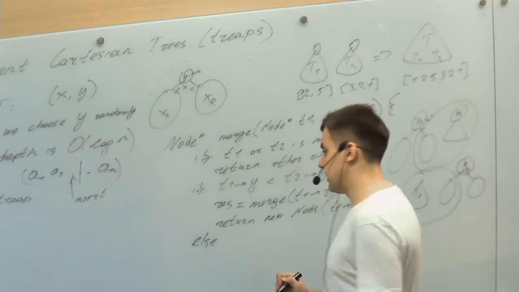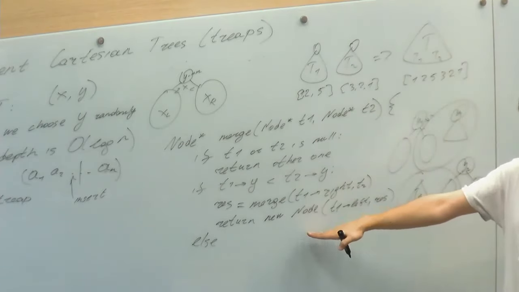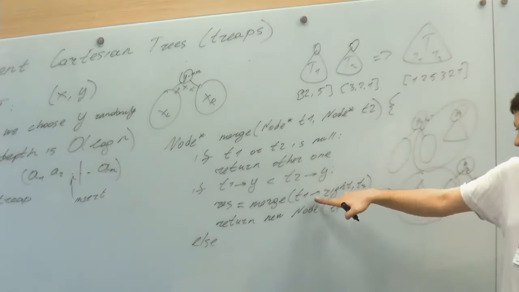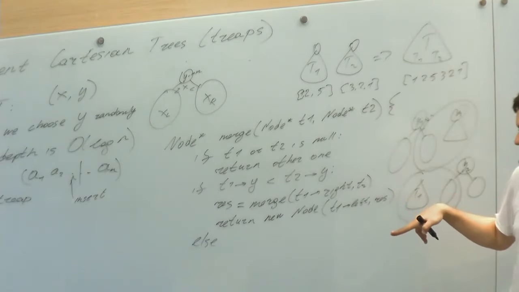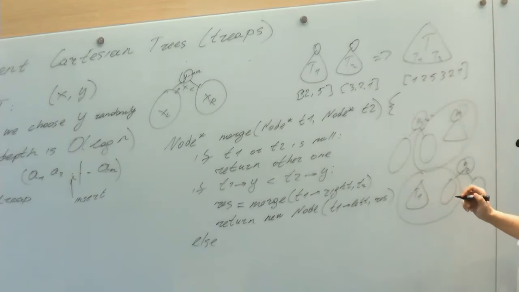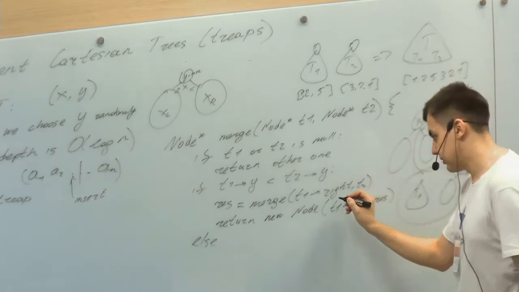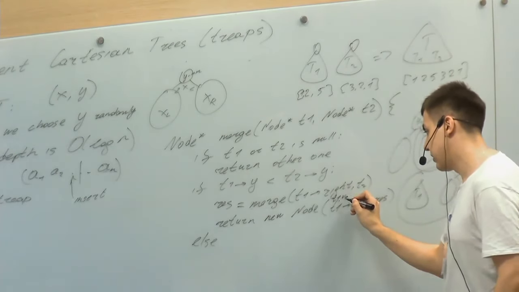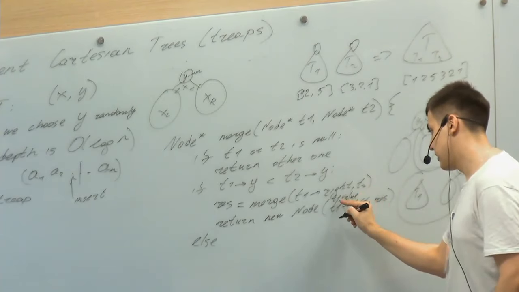And the other branch is pretty much the same, right? So I do merge of T1 and T2 left, and I return the new node that I got by getting two subtrees, right? So by concatenating this subtree and this subtree. Well, there is some value here, right? So T1, that value also has to be somewhere here.